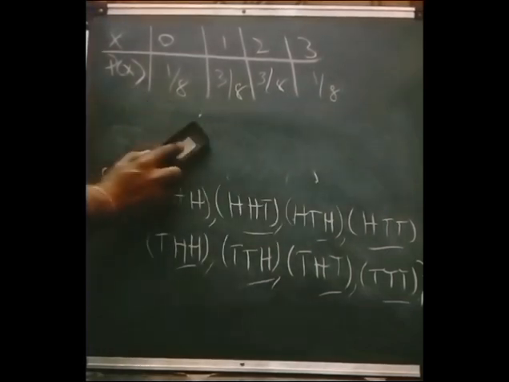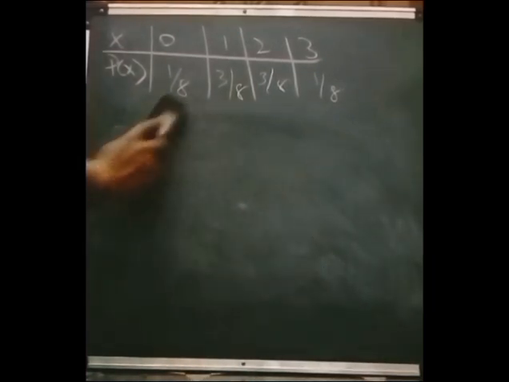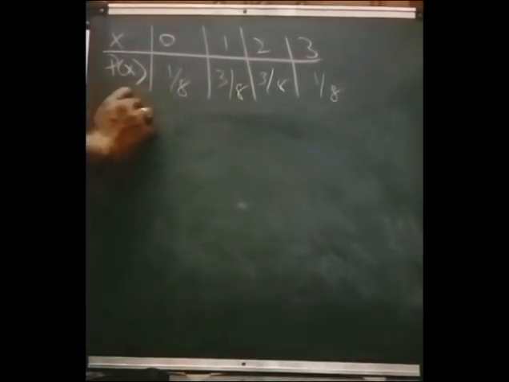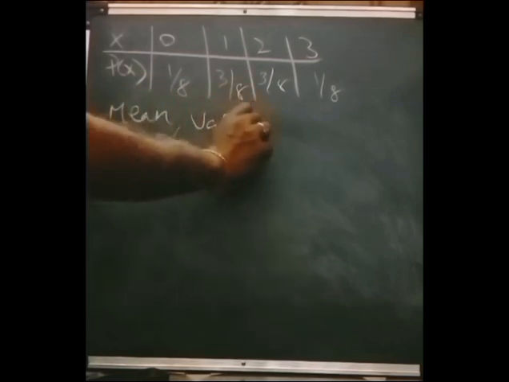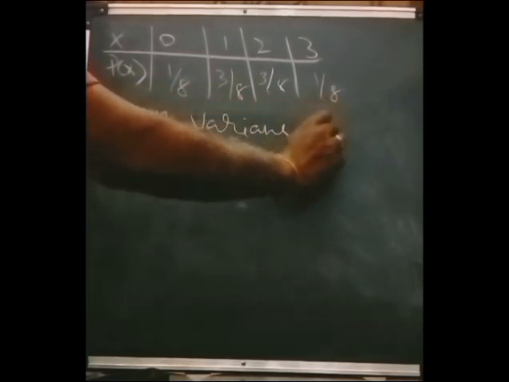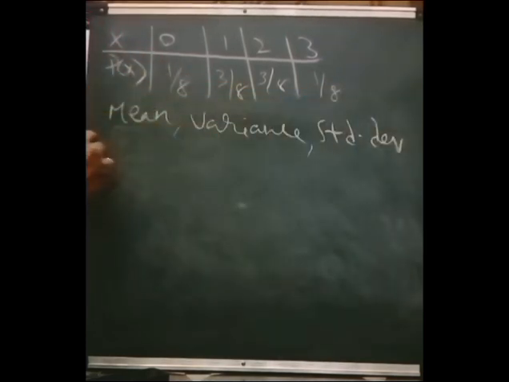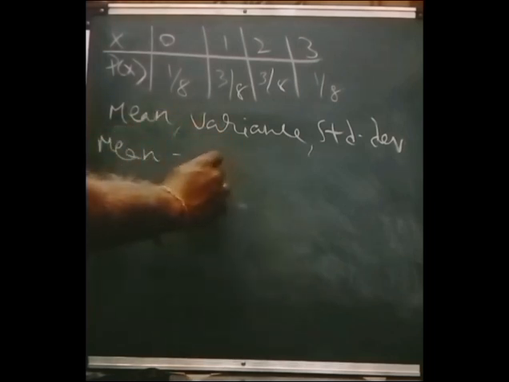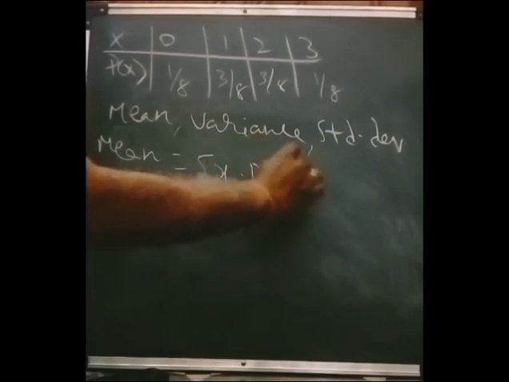Okay, and now we can have certain statistical parameters called mean, variance, and standard deviation. First of all, the mean for a discrete random variable can be given by the formula summation of all xi into p of xi.